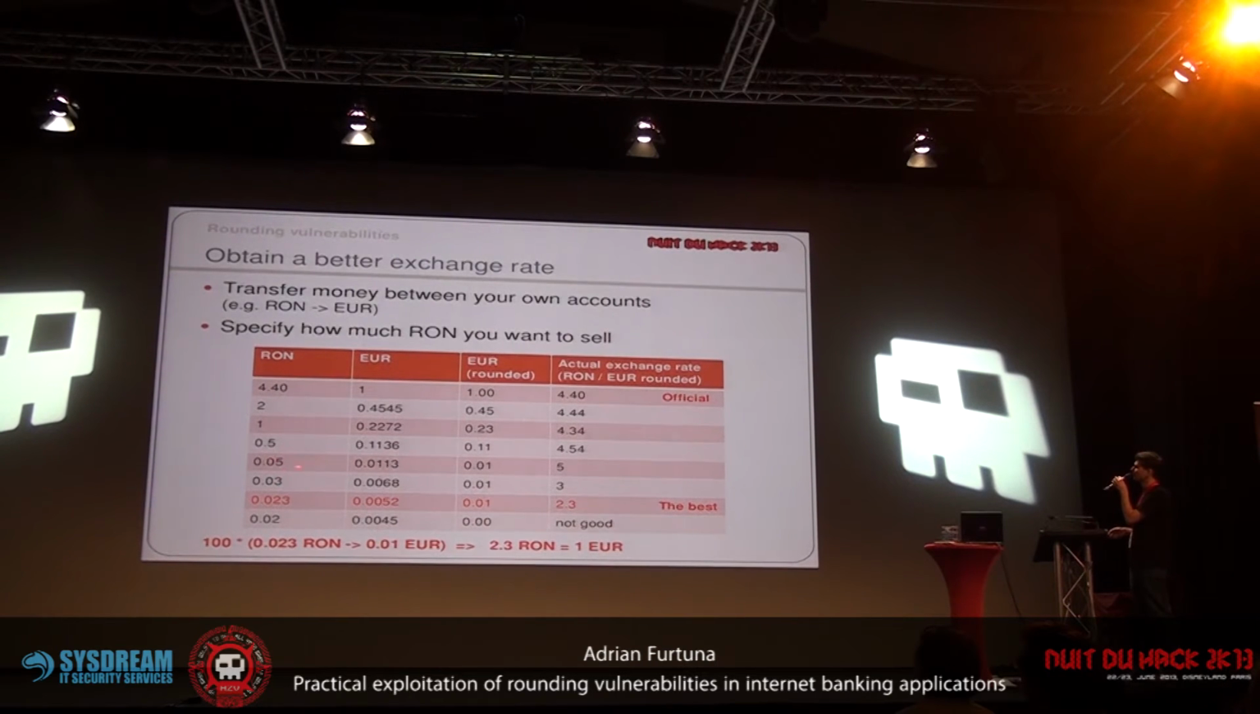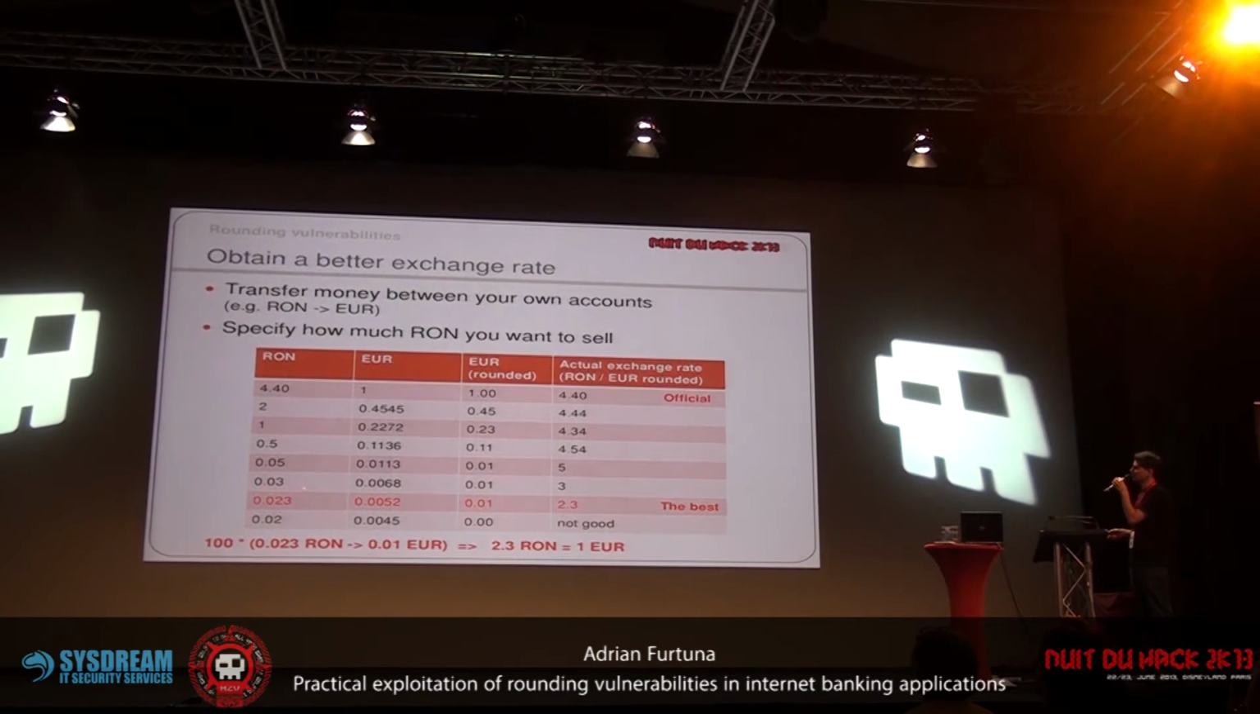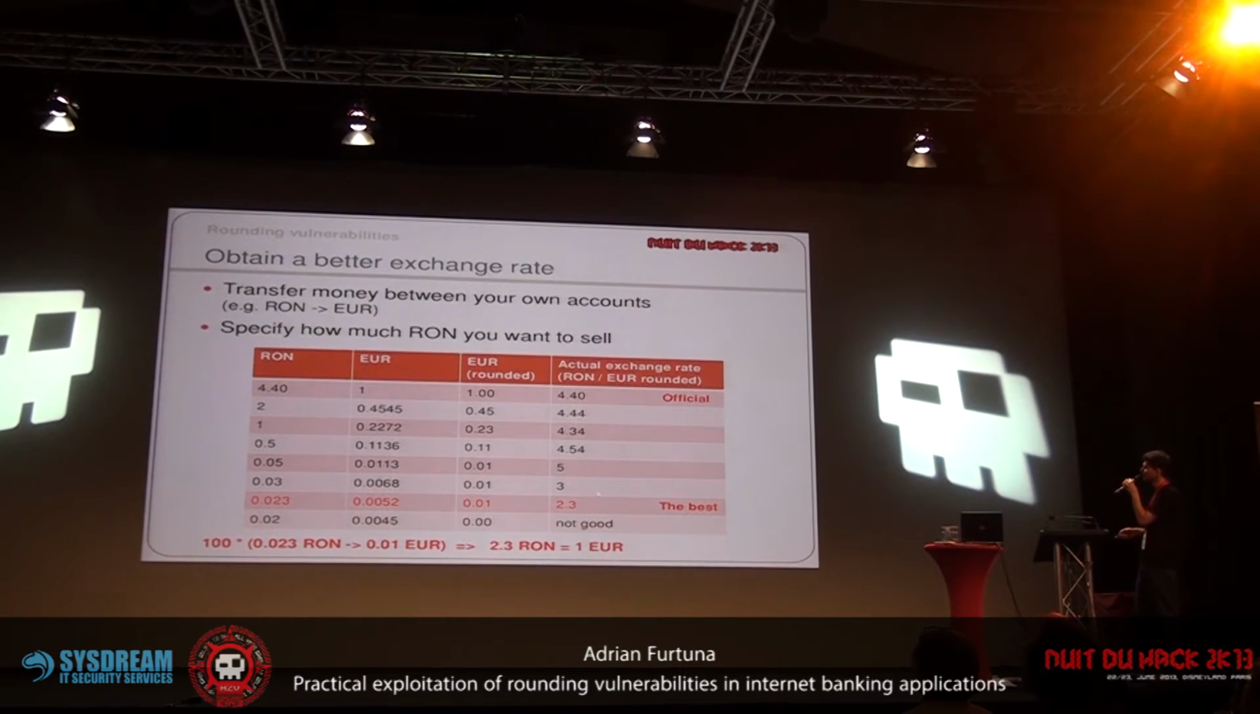Above 0.05, there is nothing in our favor. But if we drop below 0.05, for instance 0.03, and we exchange this amount into euro, we receive an amount that will be rounded in our favor. So the actual exchange rate will be 3 in this case.